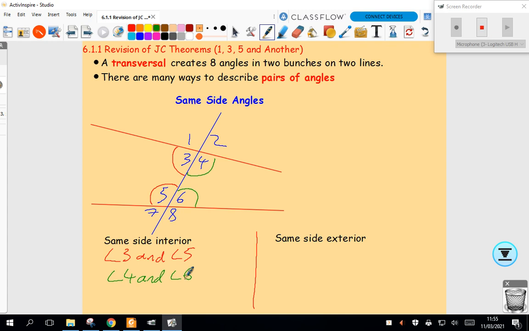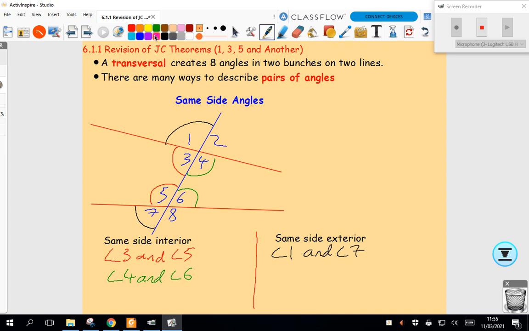Okay, the same side exterior angles are on the same side of the transversal and they're in the exterior. So angle 1 and angle 7 are on the same side of the transversal and they're in the exterior. They're a pair of same side exterior angles.